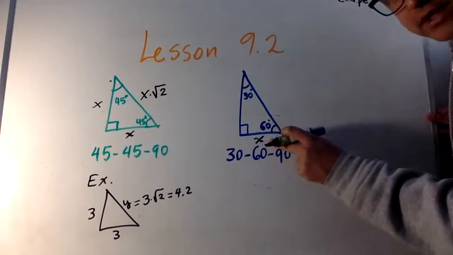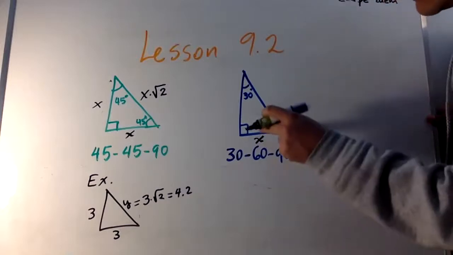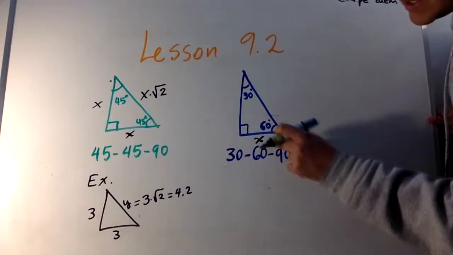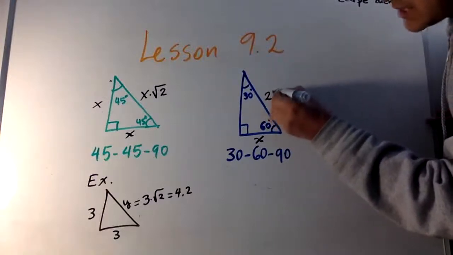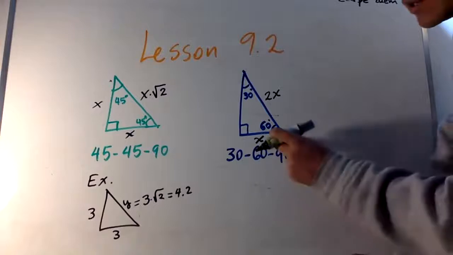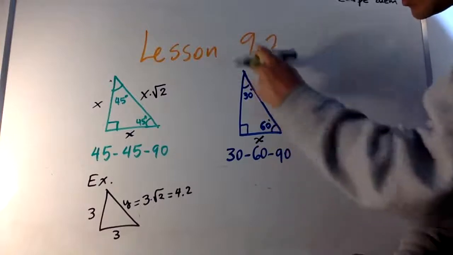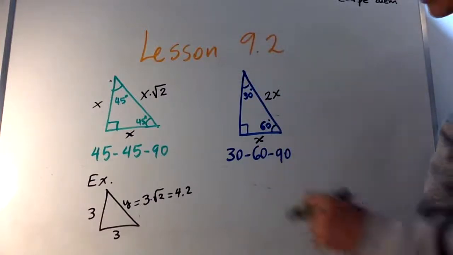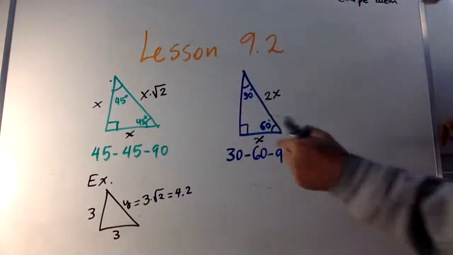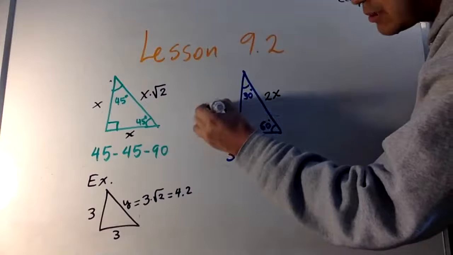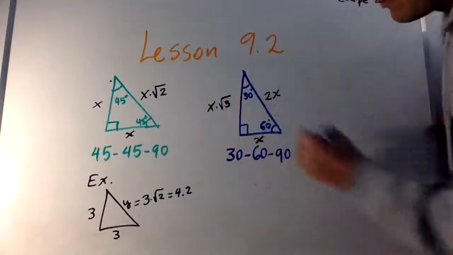And because of this, I immediately know that the short leg is X, the hypotenuse is twice as much. Okay, you just have to take this and multiply it by 2 and you will know the length of the hypotenuse. If, on the other hand, you want to know the length of the long leg, you just have to take this value and multiply it by square root of 3.